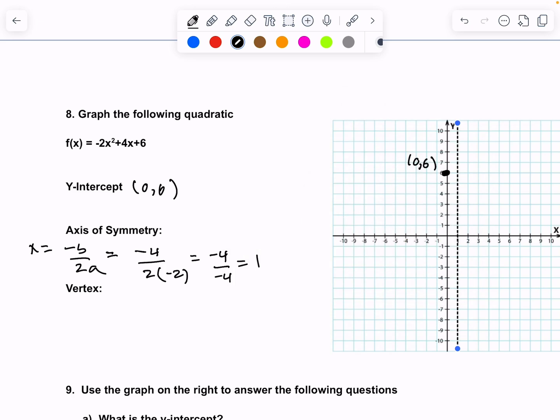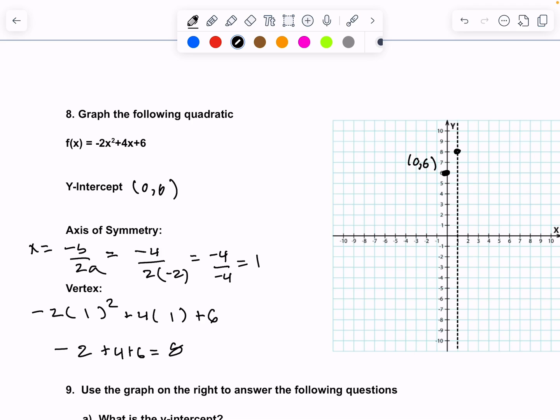Okay, so I'm going to go to my equation, and every time I see an x, I'm going to replace it with a blank parentheses. All right, so that would be 1. Okay, so we got negative 2 times 1. This is negative 2 plus 4 plus 6, which looks like it's 8. All right, negative b over 2a. All right, so my vertex is right here.